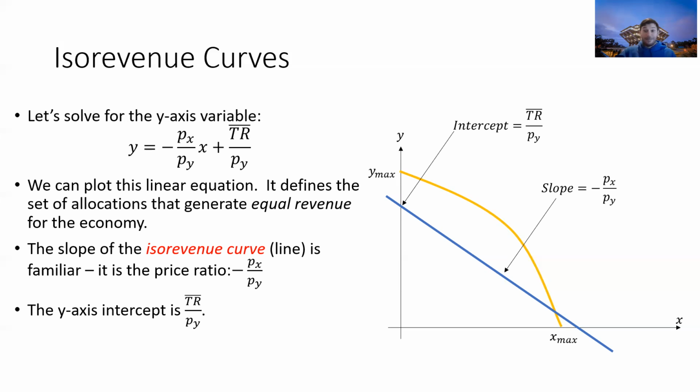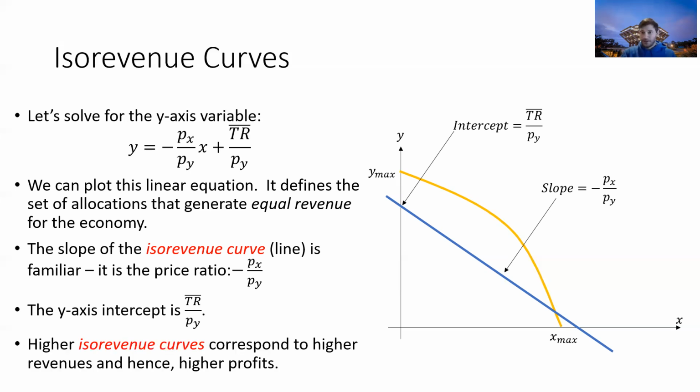Yeah, that's right. We're going to get a parallel shift up. That's exactly correct. Meaning higher ISO revenue curves must correspond to higher levels of revenue. Given that the cost is constant anywhere in the production possibility set, higher levels of revenue must correspond to higher levels of profit.